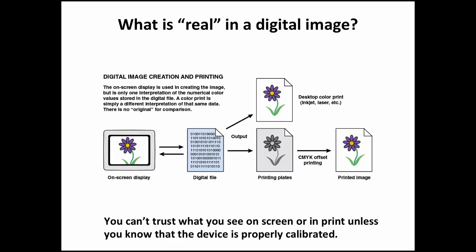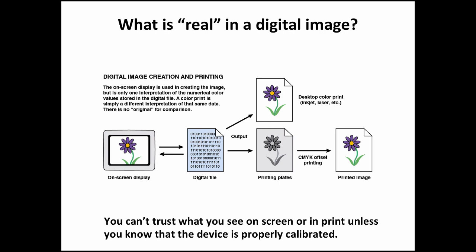Unfortunately, in these days of creating images digitally from scratch, you never have that real traditional image to refer to. Everything you see is always an interpretation of the numerical values that are stored within the digital file. So in this graphic, what we're seeing is the digital file represented by that page with all the ones and zeros. That's the only thing that is real and the only thing that remains consistent throughout the whole process.